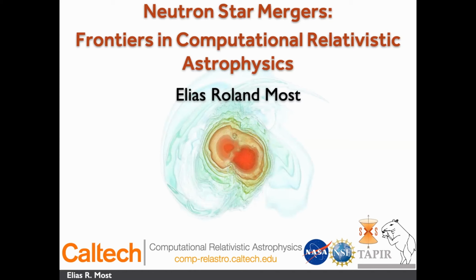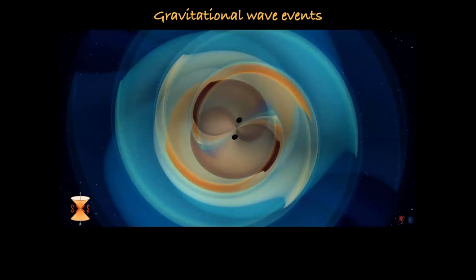Thanks, everybody, for coming. I want to tell you a little bit about what happens when two of the most exotic objects in the universe collide. In particular, if you have very exotic states of matter, what kind of transients can they power, how can we observe them, and what are the challenges that we face in their modeling, and why do we need computers in the first place.